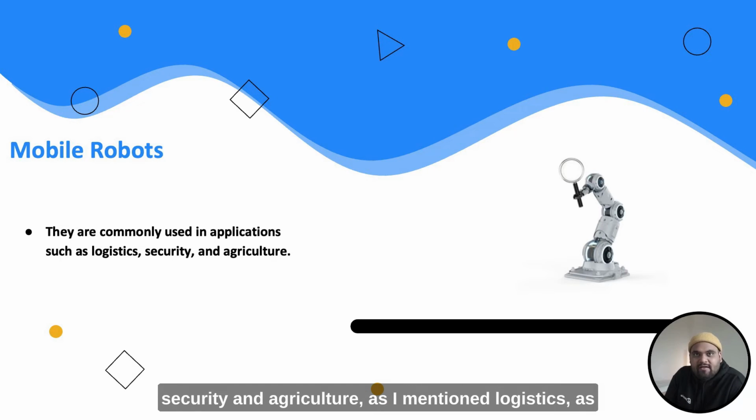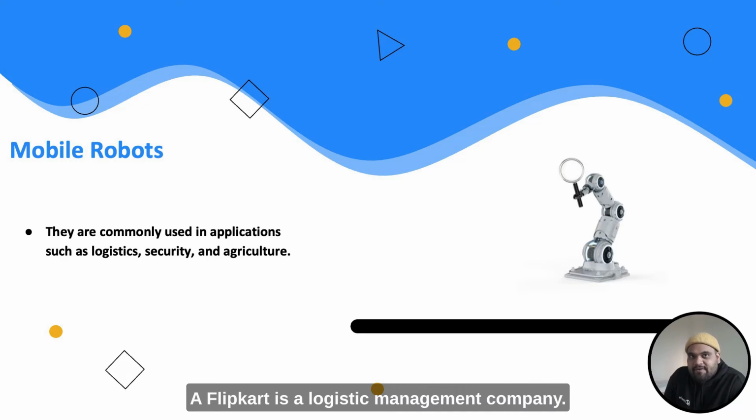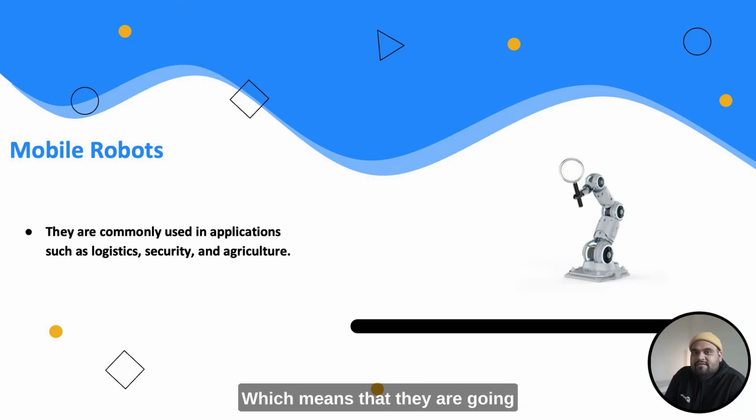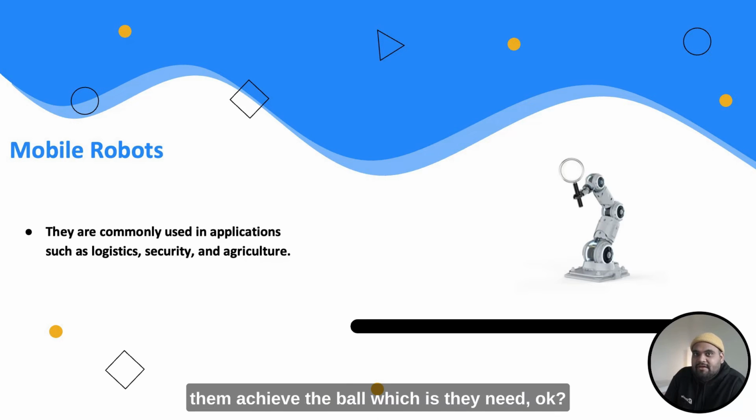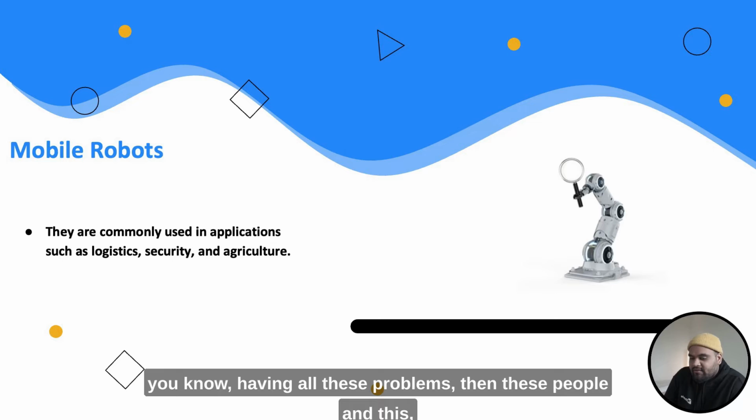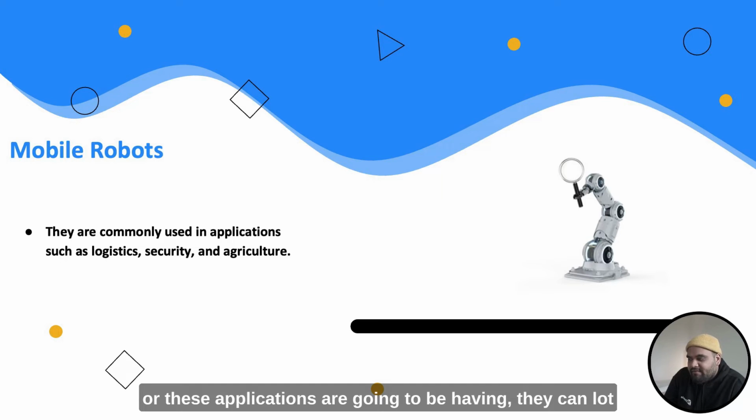As I mentioned, in logistics, the example is Flipkart. Flipkart is a logistics management company, which means they receive hundreds of orders in a week and maybe in a day as well. Depending on the demand, these robots can help them achieve the goal they need. If you put so many humans on this, there are going to be a lot of issues. So the better idea is to go with logistics robots, and they can help you solve all the problems that you want. Perfect.